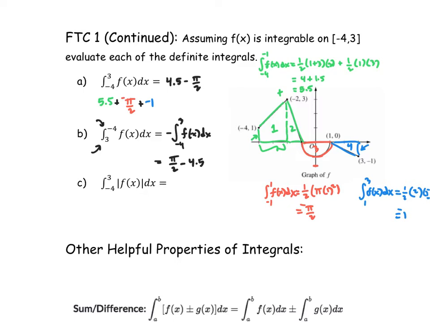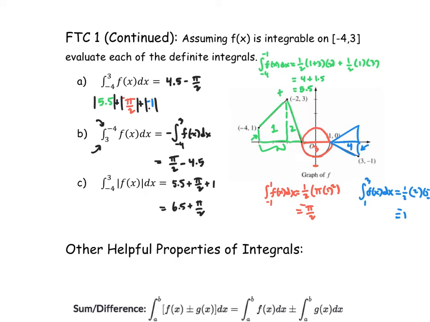Now, interestingly enough, you can consider part C as just taking the absolute value of each of the areas. Or you could consider that as flipping those spaces, geometrically, above the x-axis. So if I added all those values up, I would get 5.5 plus pi/2 plus 1, which would give me 6.5 plus pi/2. A little bit more there, obviously, with the fundamental theorem part 1.